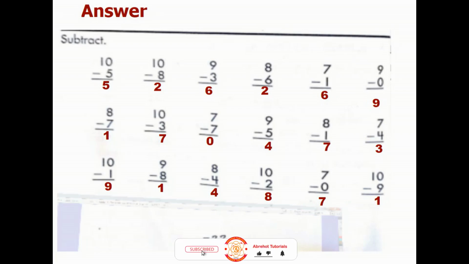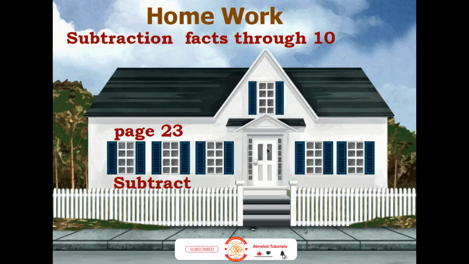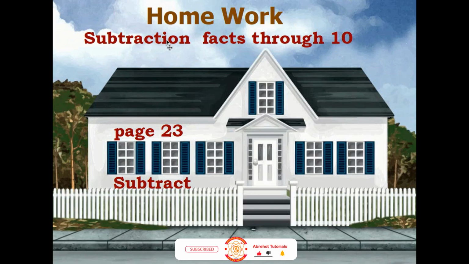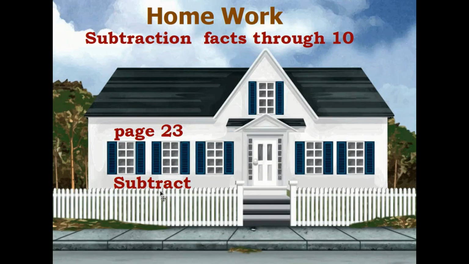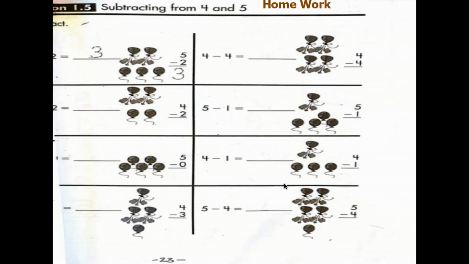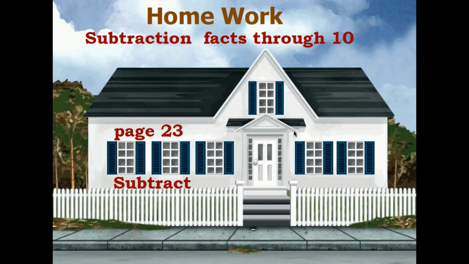So this is all about our class. Finally, we have one additional homework on page 23. What you are going to do here is subtract these bubbles. If there were 5 bubbles and 2 are cancelled out, how many will remain? So in this way, based on the examples, try to do it.